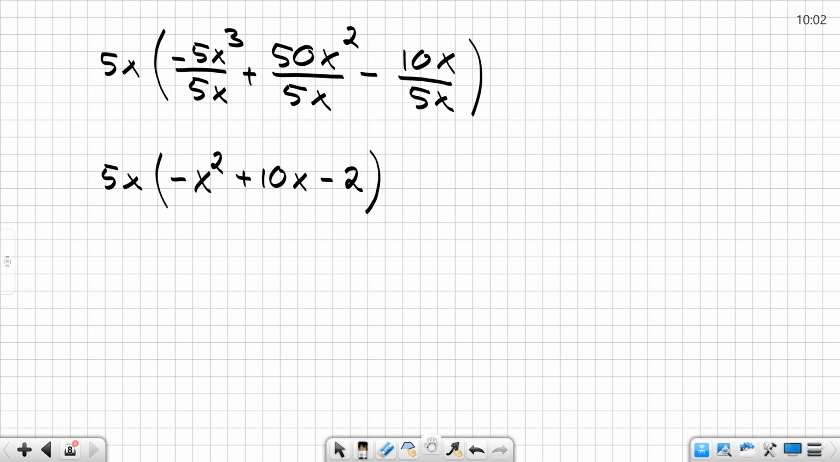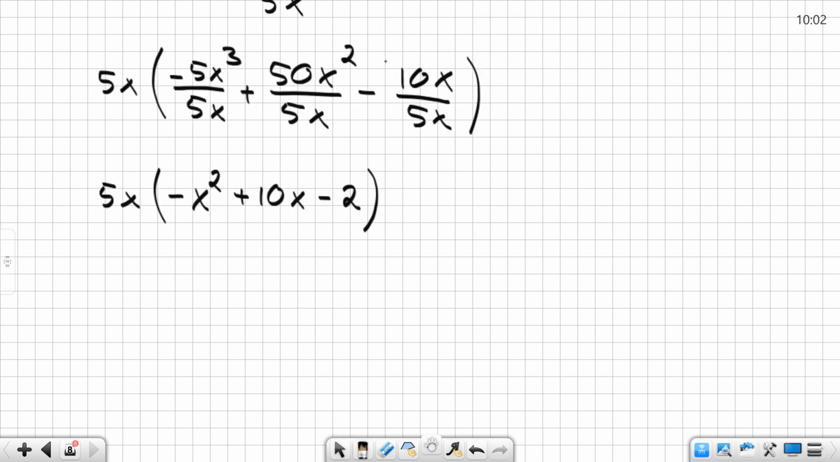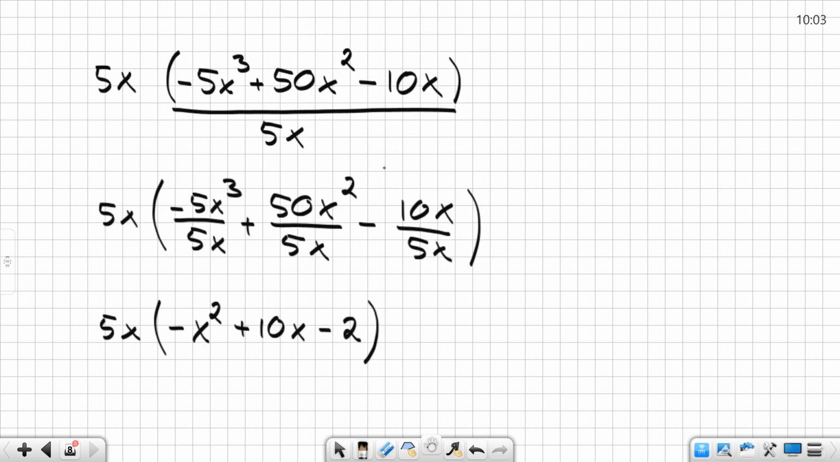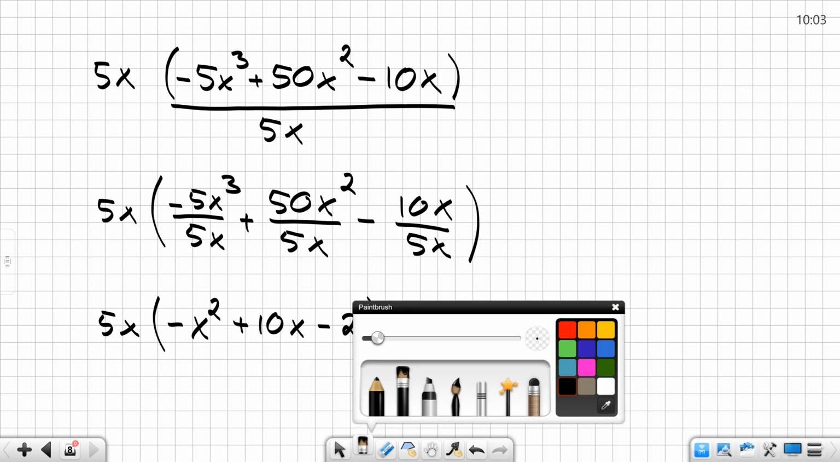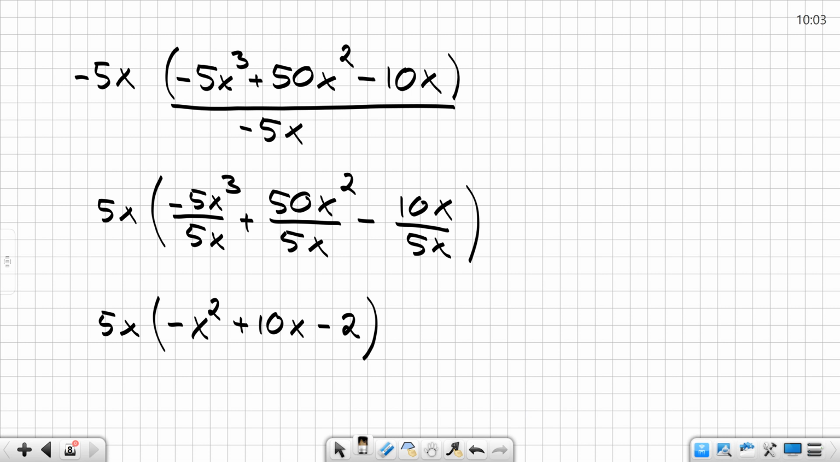Now, this is factored, but the problem that we have is we don't like that the inside of the parentheses here starts with a negative. I always would like to have the parentheses right next to whatever comes first. The negatives on the inside of the parentheses don't look nice for us. They make things complicated. So the way that we are fixing this is, instead of dividing everything by positive 5x, so in other words, factoring out a positive 5x, we are going to take out the negative of this GCF.